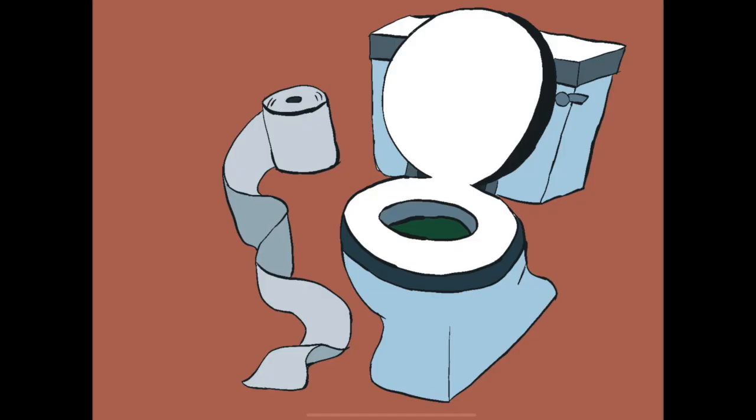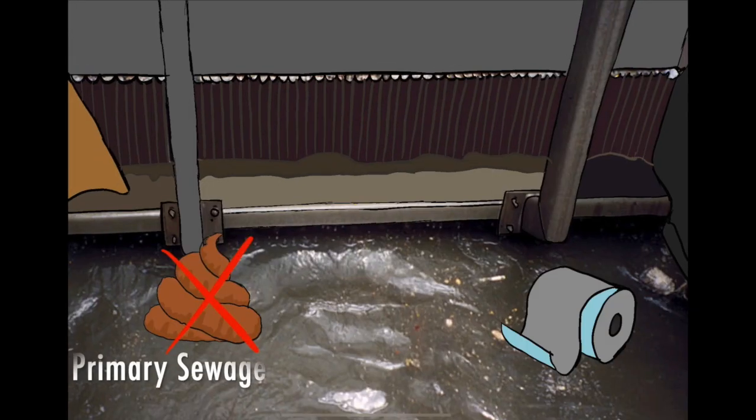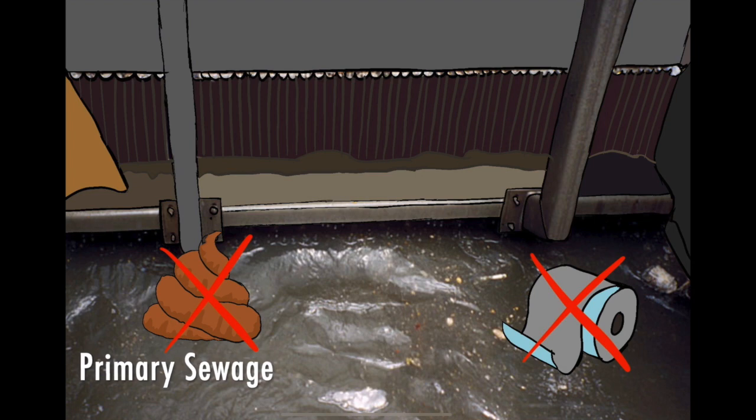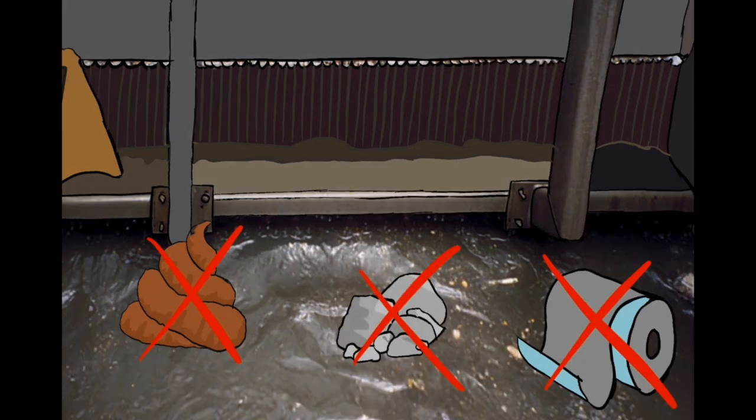So basically, it starts with the flush, and then that begins the primary sewage treatment. It flows down sewage pipes and ends up at the bar screen. The bar screen is used to remove large floating objects from the water, such as large rocks, toilet paper, and human waste. Next, it moves to the settling tank.